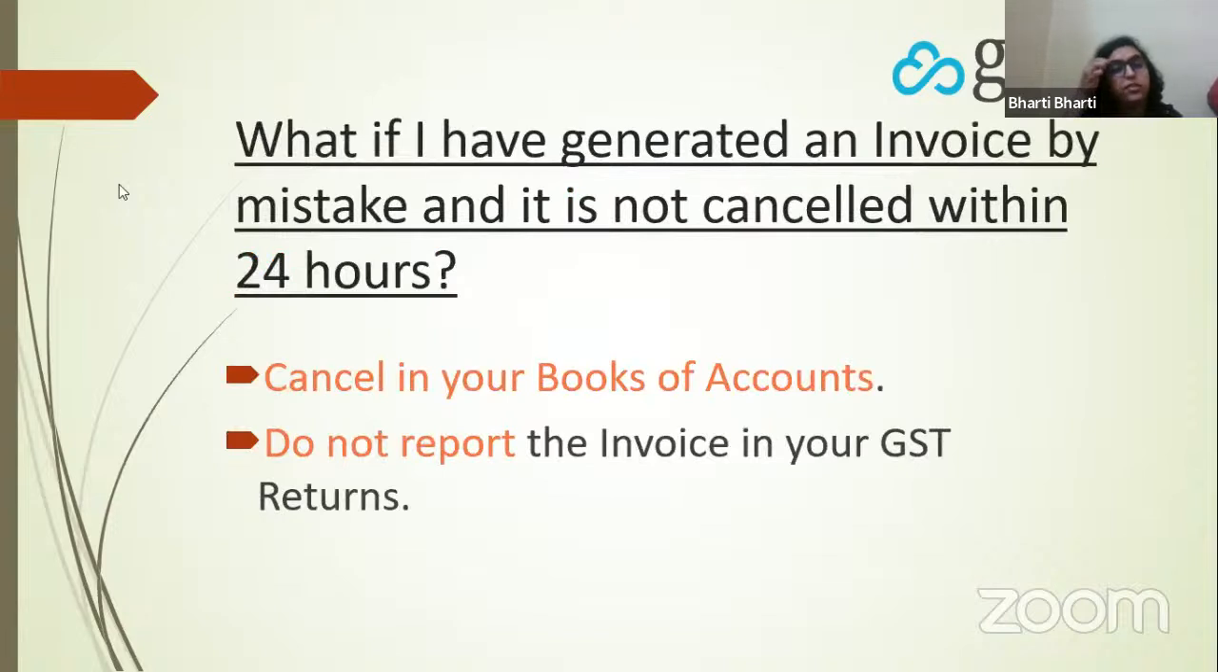So what if you realize the mistake after 24 hours? In that case, you should cancel it in your books and not report it in your GSTR1. Once you generate the e-invoice and it is not cancelled within 24 hours, it gets auto-populated in GSTR1. So if you are cancelling it in your books, make sure that you delete it from GSTR1 while filing it.